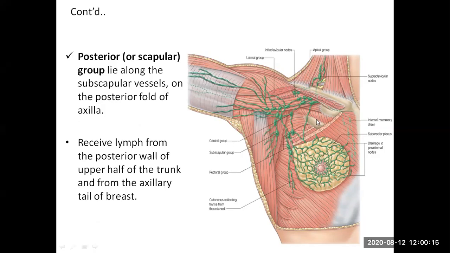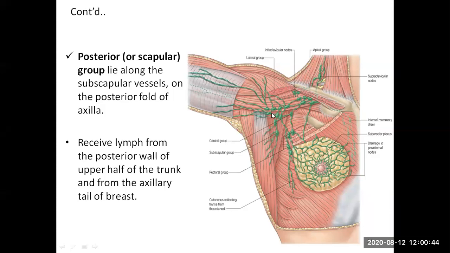okay, here the pectoralis major and minor muscles are cut and removed and the axilla is displayed. This is the posterior wall. Over here it is trying to display, okay, and here what do we call this, the scapular group of lymph nodes, or posterior group of lymph nodes.